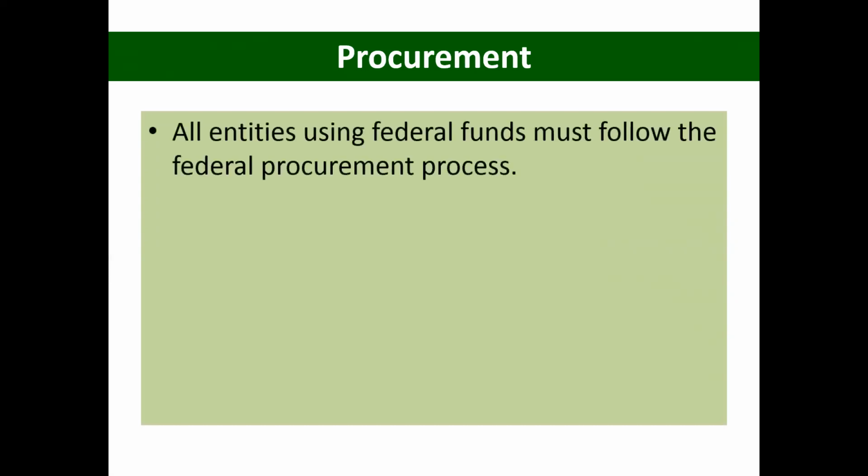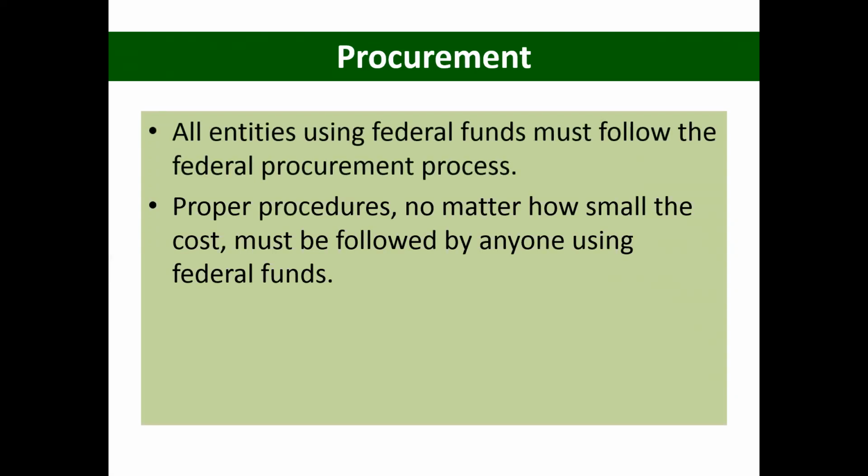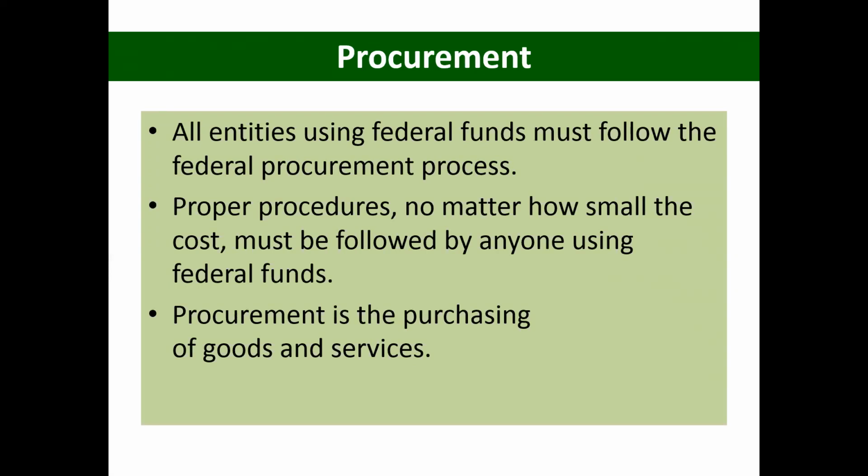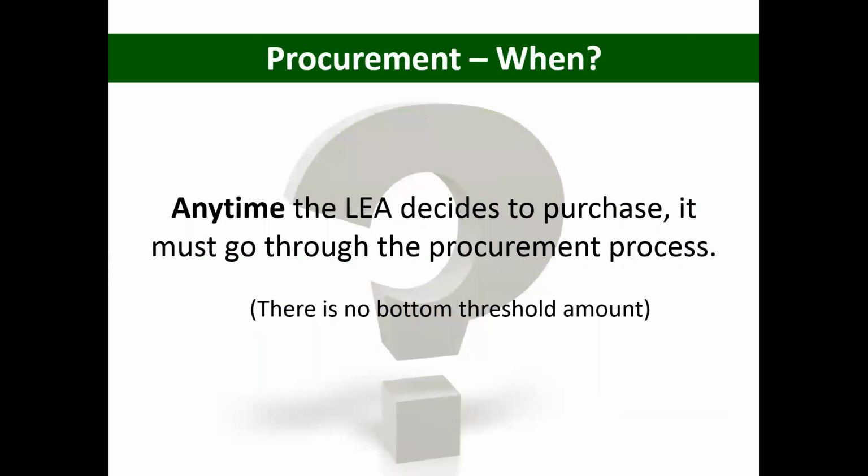Okay, all entitlements using federal funds must follow the federal procurement process. Proper procurement, no matter how small the costs are, must be followed by any user of federal funds. Procurement is the purchasing of goods and services. Anytime the LEA decides to purchase, it must go through a procurement process. There's no bottom threshold amount, okay?